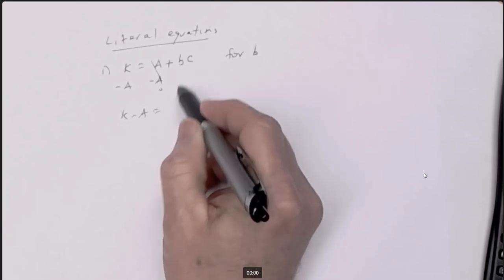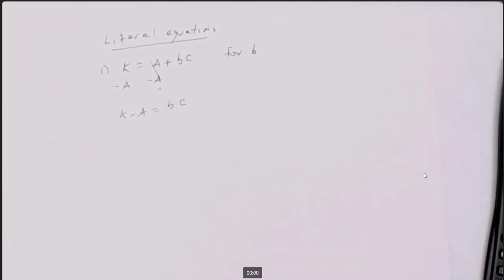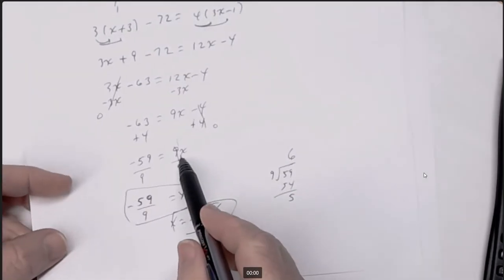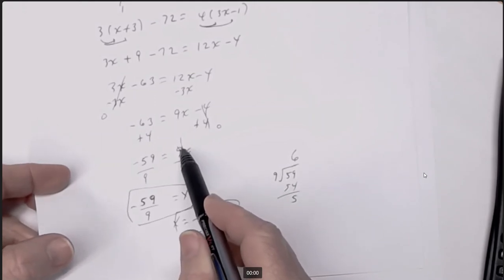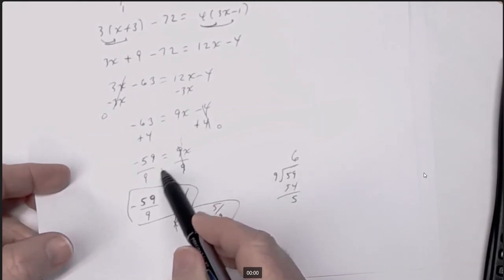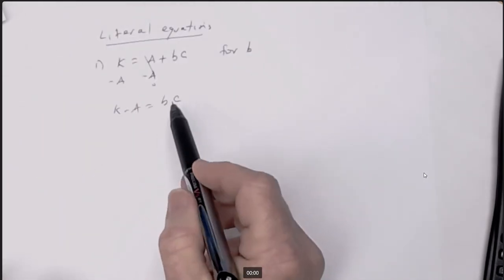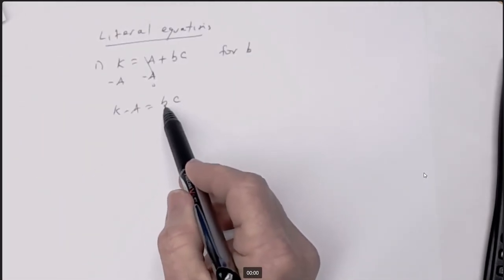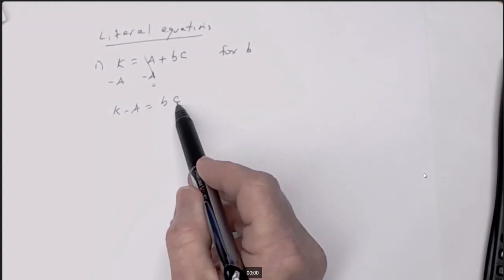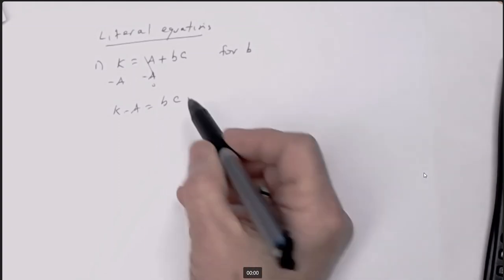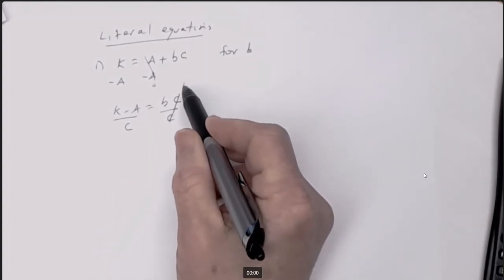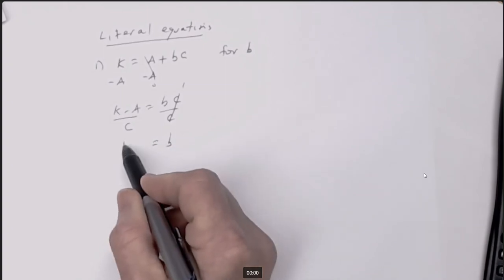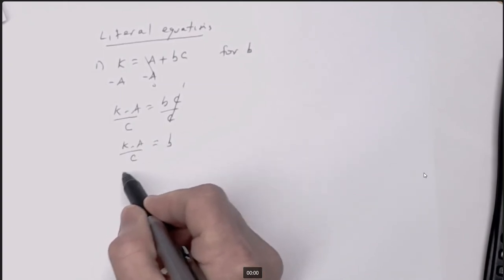Now this is very similar to what we had here. If I have 9x and I'm trying to get x by itself, since I'm multiplying by 9, you divide by 9, right? Well, the same thing here. If I'm trying to get b by itself, notice I'm multiplying b by c. Since I'm multiplying by c, I have to divide by c. And so the c's divide out, and you get b equal k minus a divided by c. And there's your answer. So you solve for b.